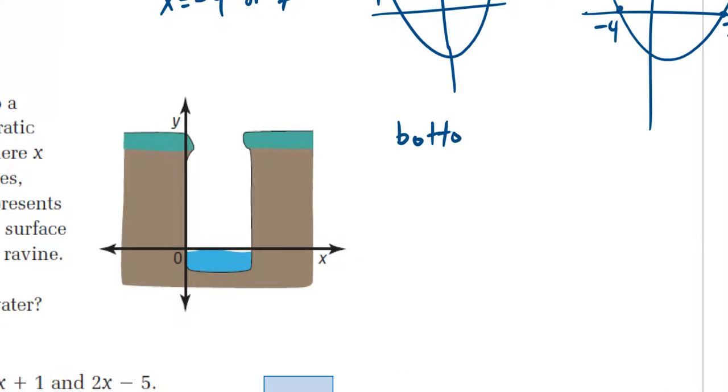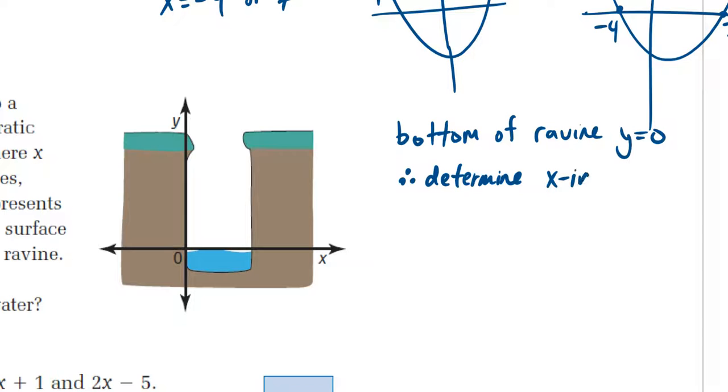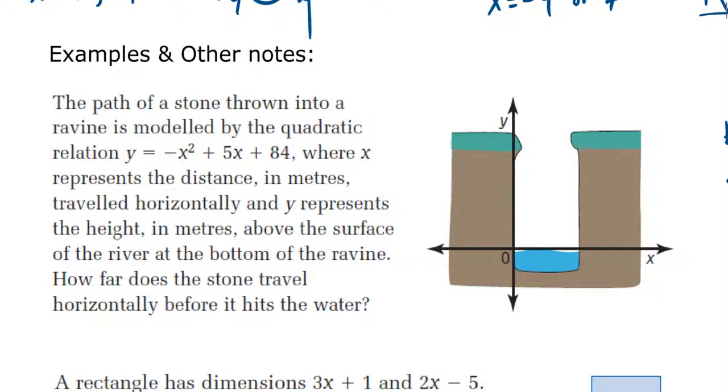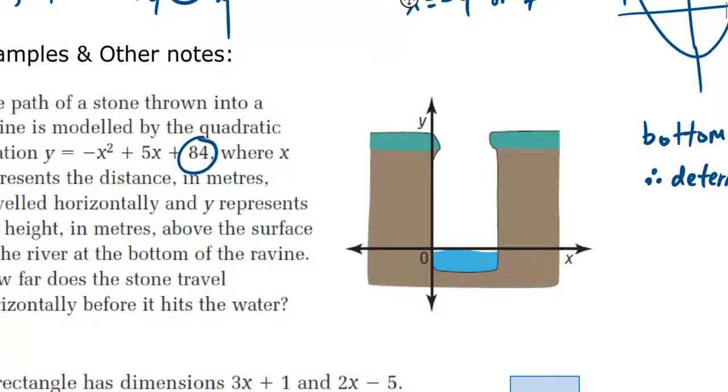So the bottom of the ravine, y equals 0. Okay, and so we're going to determine the x-intercepts. Okay, and so if you graph that parabola, you're going to have, remember, the standard form, 84, that's my starting point, initial value.